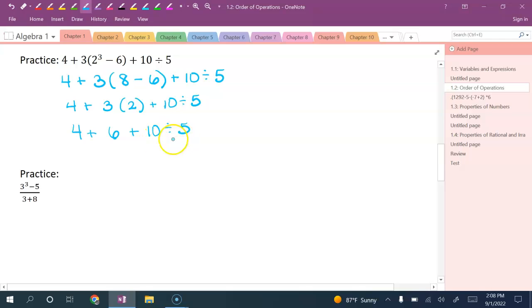Then you do the division here at the end. And you just do a big addition problem there, and you get 12.